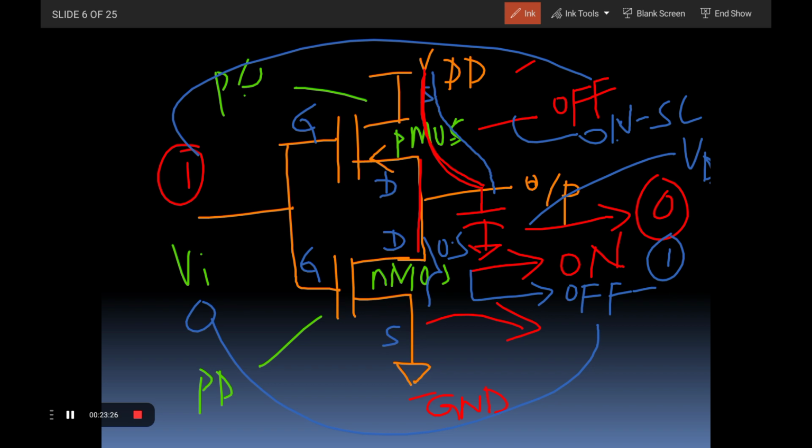In the later video, we will discuss the transfer characteristics. Why is nMOS used as a pull-down device? Does nMOS pass 0 voltage directly to 0, or is there any degradation from the nMOS and pMOS point of view? That will be discussed in the later session.